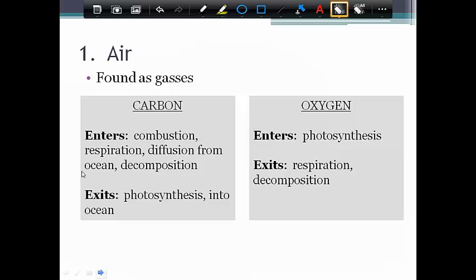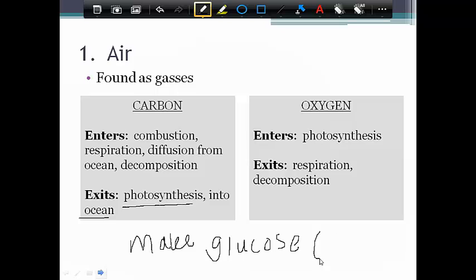We do have some processes, though, that take carbon out of the air. And those processes are photosynthesis and again diffusion into the ocean. Let's just do a quick reminder what photosynthesis is. Photosynthesis is what organisms like plants use to make glucose, which is a type of sugar. So that's how the plants make their food. It's not how they make their energy. Remember, respiration is what they use to make energy. Photosynthesis is what they use to make their food, and this is when they use the sun's energy to make their food. Animals, of course, can get their food by eating other things.